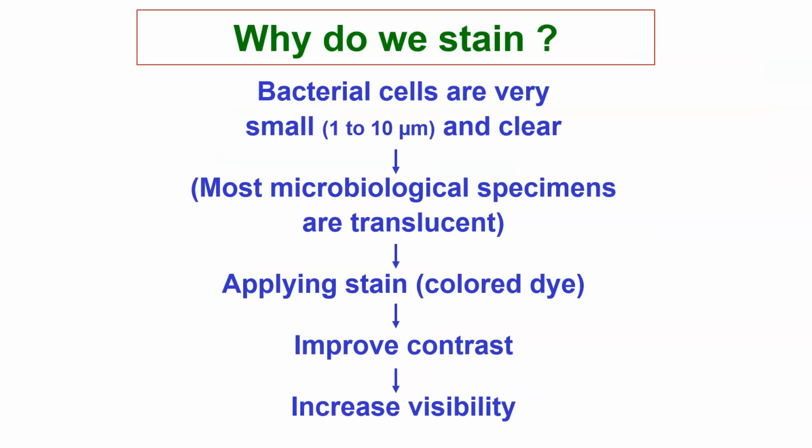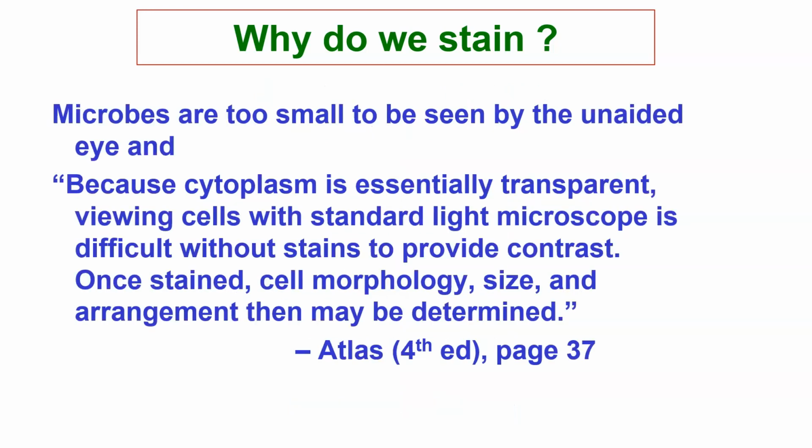Why do we stain bacteria? Well, we got some reasons here. It says bacteria cells are very small, 1 to 10 microns. They are clear or transparent, as are most microbiological specimens. So we apply stain, which is really a colored dye, to improve contrast and increase visibility. That's why we apply stains, and it's a very easy way to look at it.